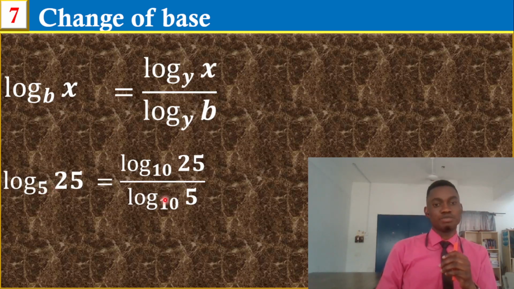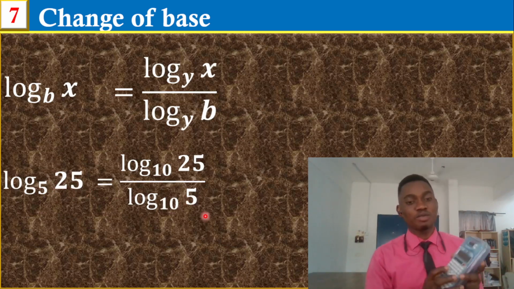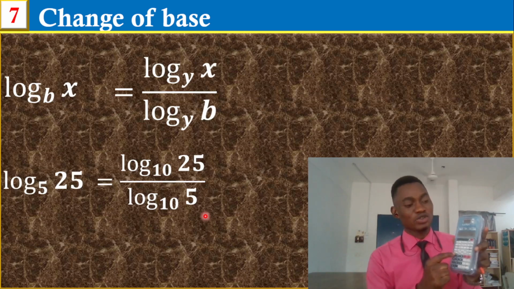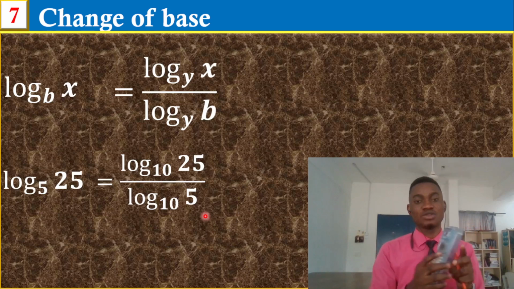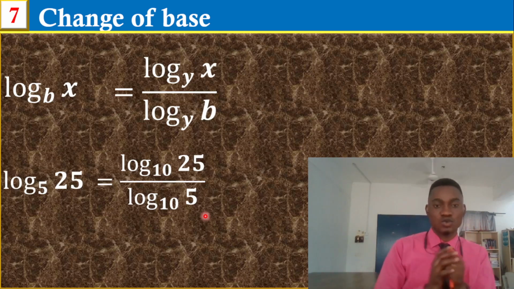The base becomes a number. The base becomes an argument here. So at this point, you can easily punch your calculator. You can actually punch log 25 over log 5 and you get your answer as what? 2. All right? So you can try it if you have your calculator.